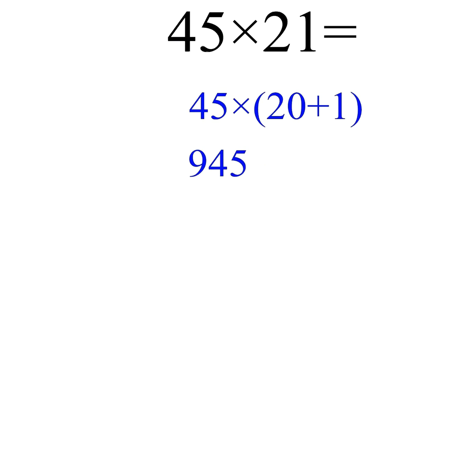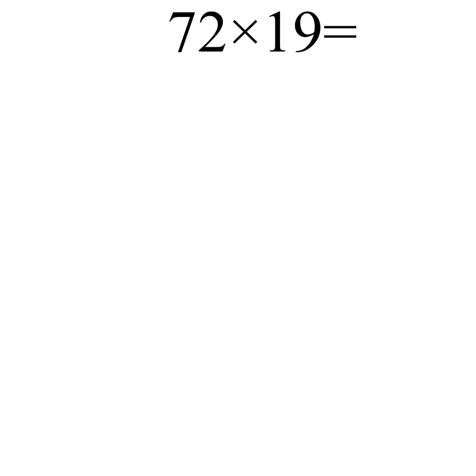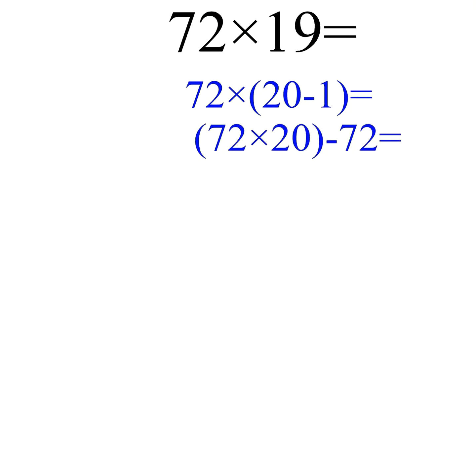Let's have another one. Here we could write 19 as what? As 20 minus 1. Again, according to the distributive property of numbers, we could first multiply 72 by 20 minus 72 times 1. Okay, 72 times 20 would be equal to 1440 minus 72 would be this.